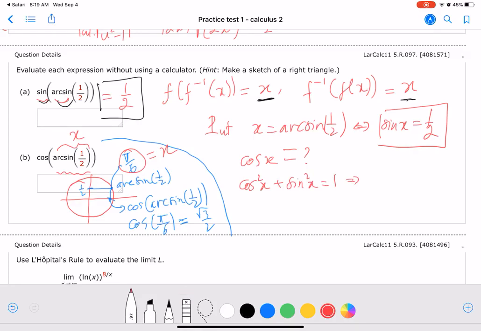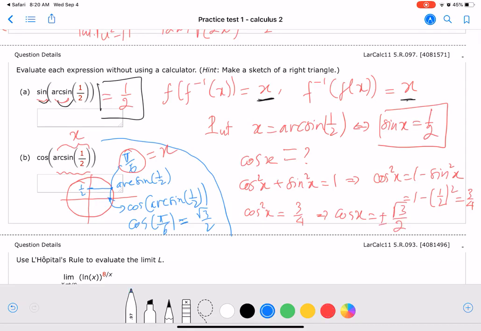From here, I get cosine square of x is 1 minus sine square of x. And then we can plug 1/2 in here. We get 1 minus (1/2) square. That is 3/4, right? So cosine square is 3/4. And now you apply square root, you get cosine of x equal to plus minus square root of 3 over 2.